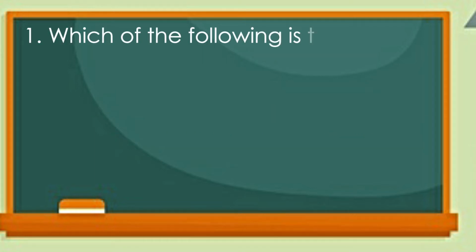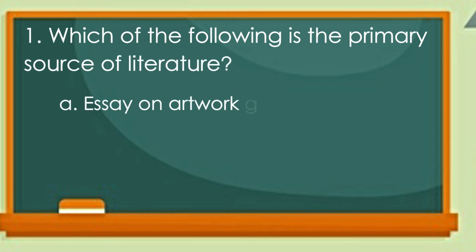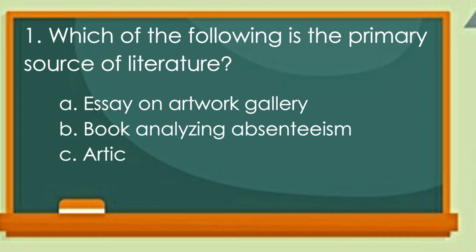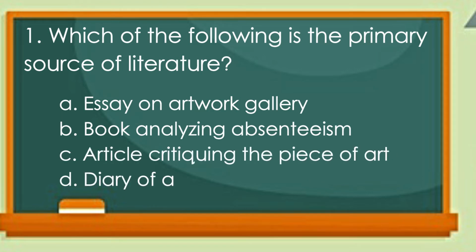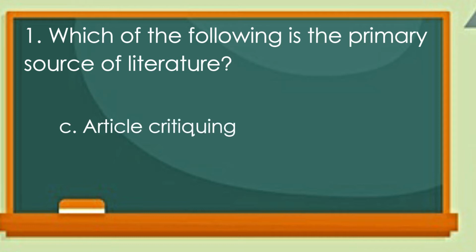Number 1. Which of the following is a primary source of literature? A. Essay on artwork gallery. B. Book analyzing absenteeism. C. Article critiquing the piece of art. And D. Diary of a working student. The correct answer is letter C. Article critiquing the piece of art.